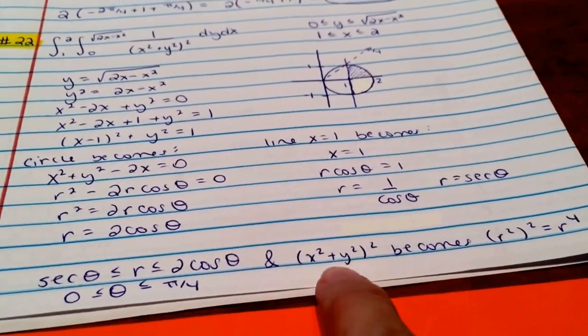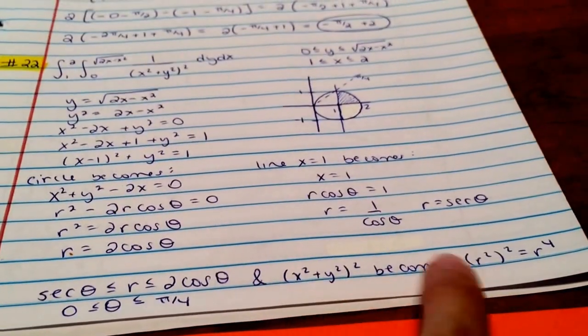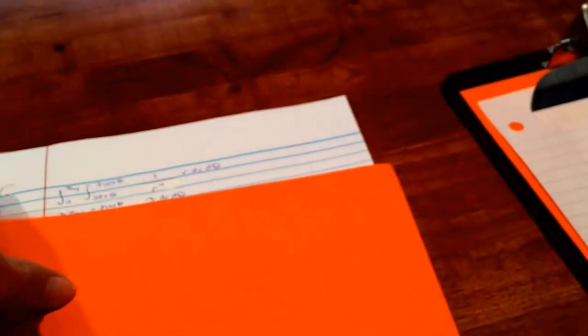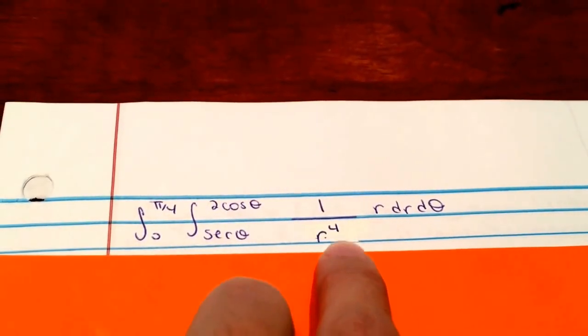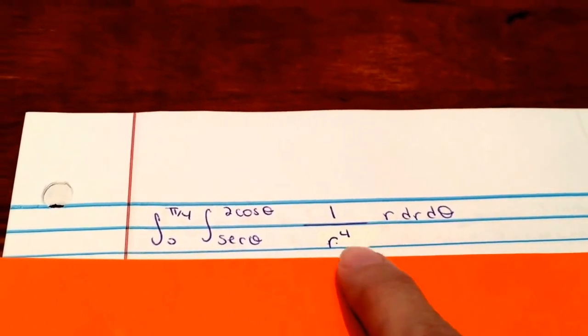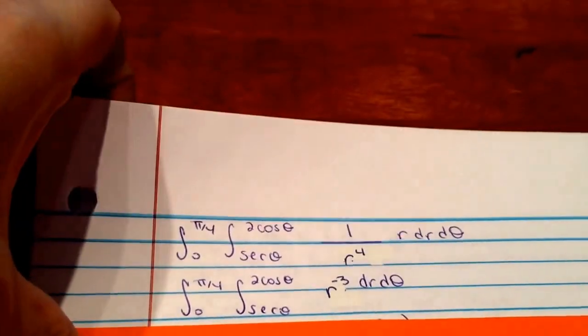And then my function, that came from up here: x squared plus y squared is r squared, but it's squared, so it's r to the fourth. You can't tell, but you're multiplying powers, not adding. So here's what I end up with for my integral. For my function, I have 1 over r to the fourth, and then for my dA, I have r dr d theta. So notice this r is going to cancel out one of these. So it's 1 over r cubed, which is the same thing as r to the negative 3.